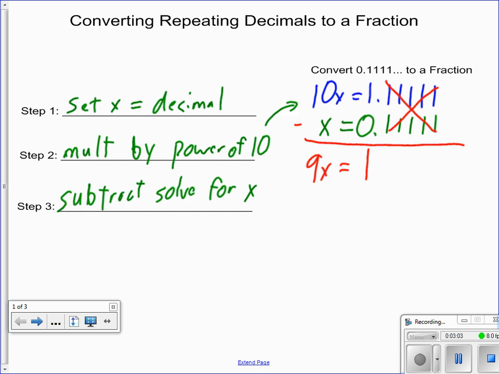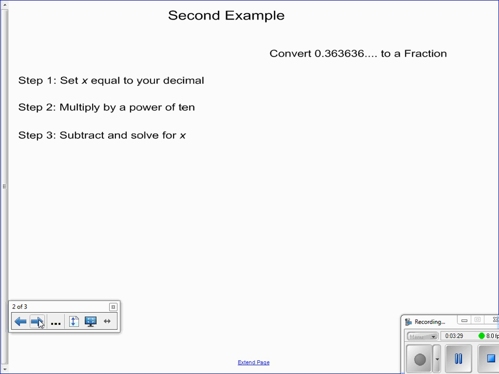Now, in order to solve my equation, I have to do the opposite, the inverse operation. Since I have 9 times x, I've got to divide by 9. Cancels out the 9. Take this side, divide by 9. x equals 1/9. There's my fraction. That's how I simplify it. So we've got another example here. I'm going to convert 0.36363636 to a fraction.